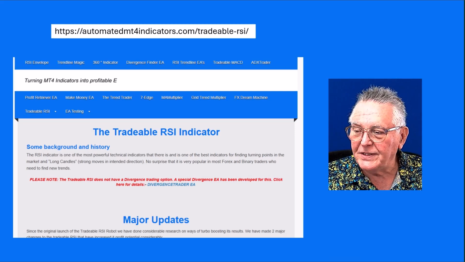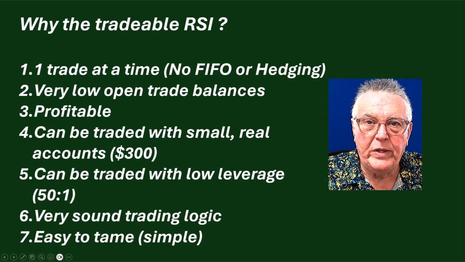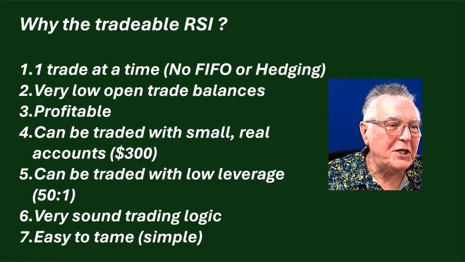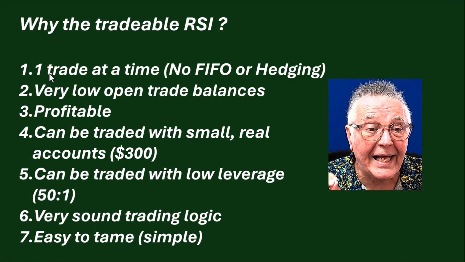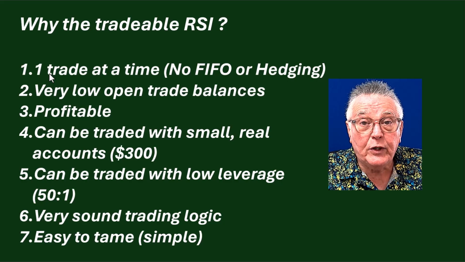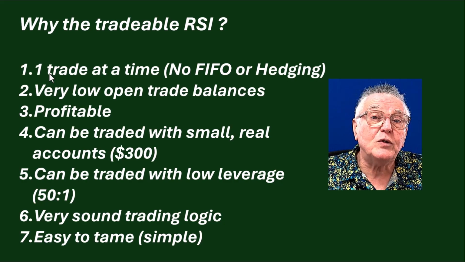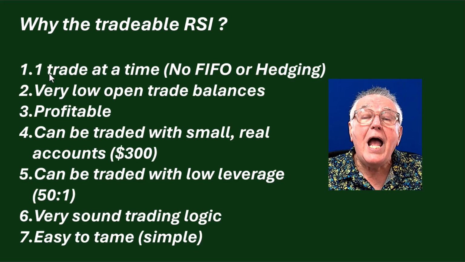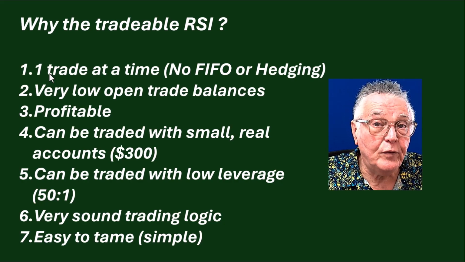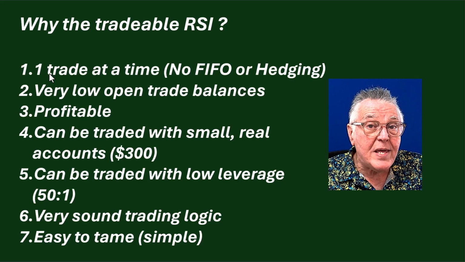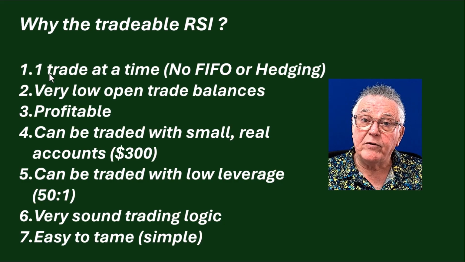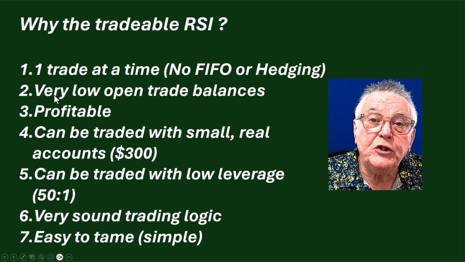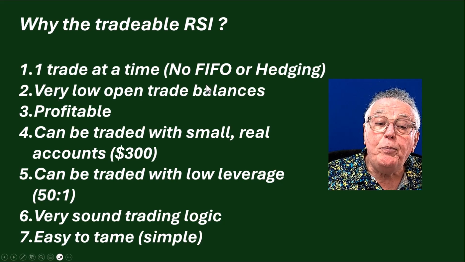And that's why I love this EA. So why are we trading the RSI, which I partially answered already? Firstly, it trades one trade at a time. Now, that is fantastic news for US traders because no FIFO problems and no hedging problems. Ideal for US. And we are now aiming at satisfying the US market 100%. Because you're only trading one trade at a time, very low open trade balances.